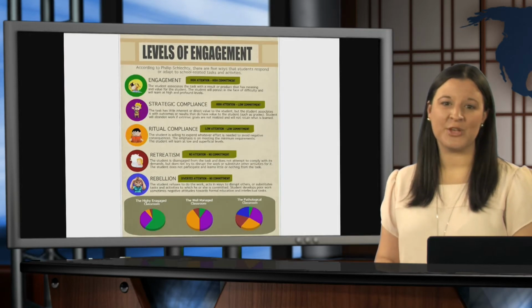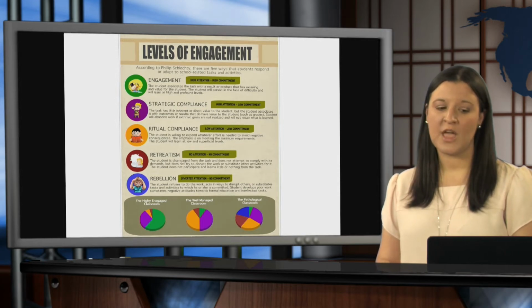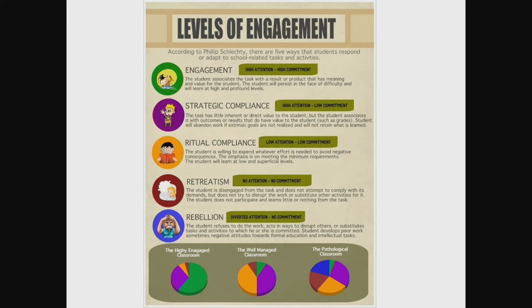First, you need to be familiar with the levels of engagement and what that looks like in your classroom. The green section represents high engagement. These students have high attention and high commitment. They will persist in the face of difficulty and learn at high and profound levels. The purple section represents strategic compliance. These students are only learning for the sake of grades and will not retain what is actually learned.